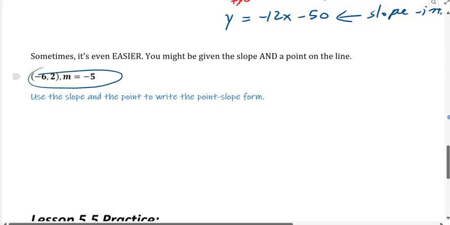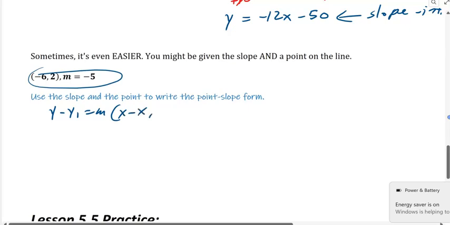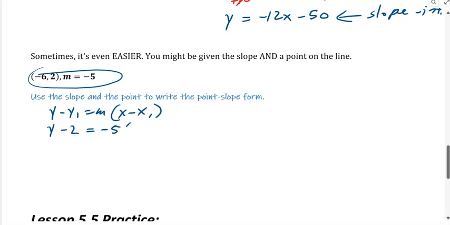Great. Now, sometimes it's even easier when you're just given the slope and a point on the line. So look at this. How easy is that? We've got that point, we've got the slope. So point-slope form. Remember point-slope form: y minus y sub 1 equals the slope times x minus x sub 1. You'll notice that I write that every time. Well, there's a reason for that, because I want to make sure that I remember it. So anyway, y minus 2 equals the slope, which is negative 5, times x minus negative 6.